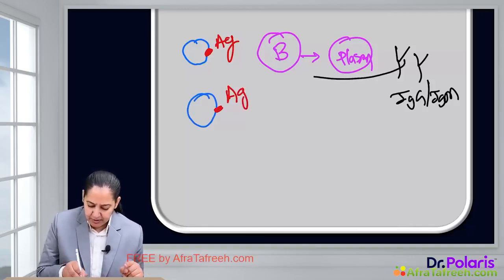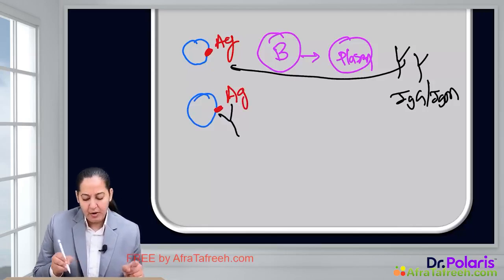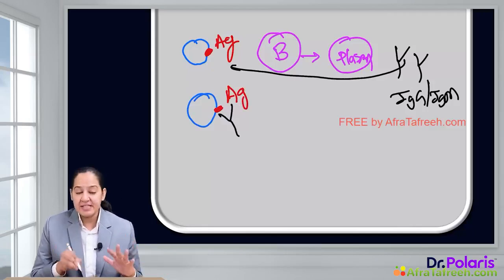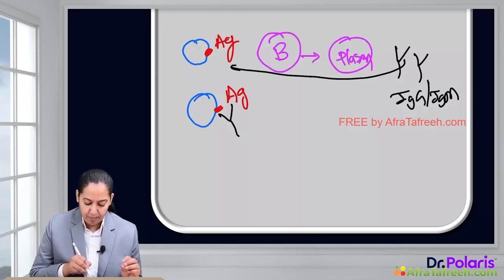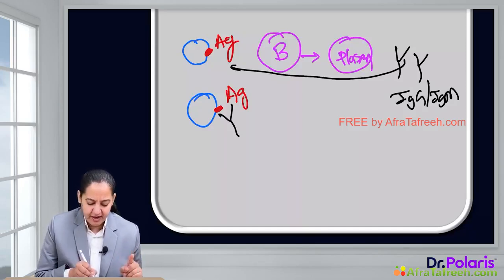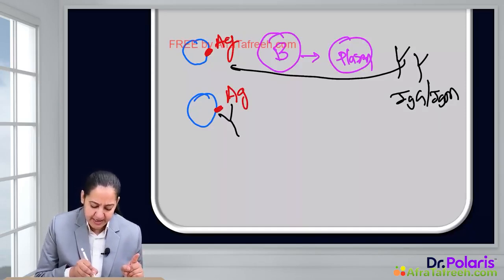So these antibodies will come here and they will react like this. Now antigen-antibody complexes are formed. These antigen-antibody complexes will fix the complement. The complement will get stimulated here. So the complement will come and that complement will bind here.